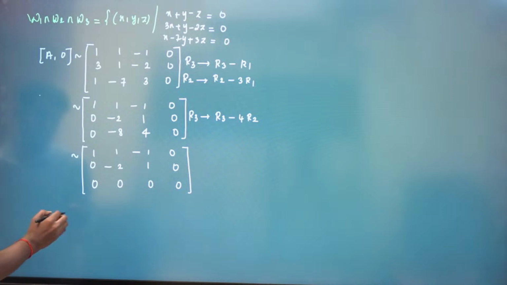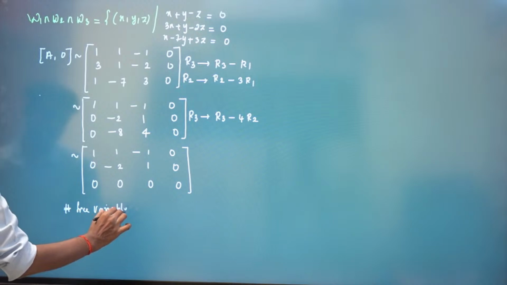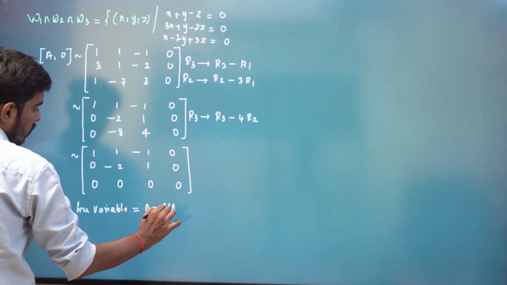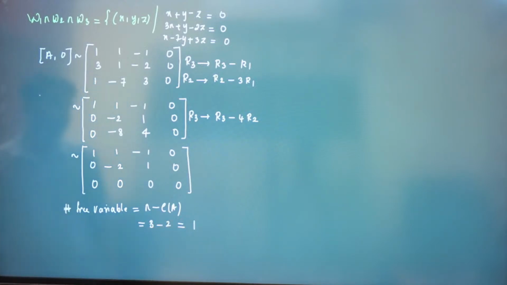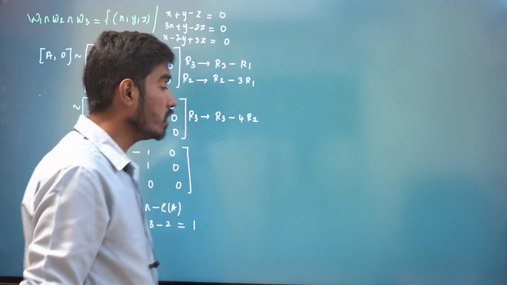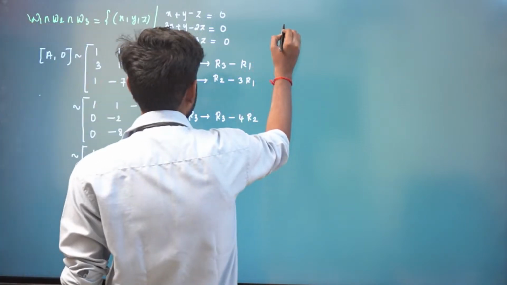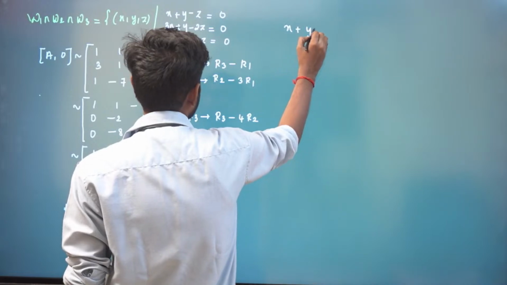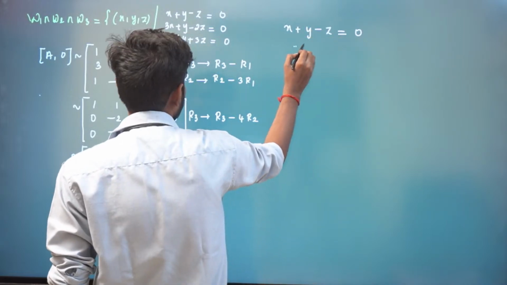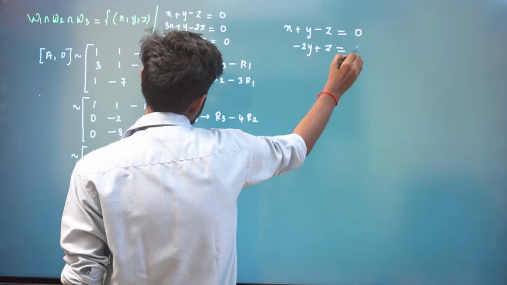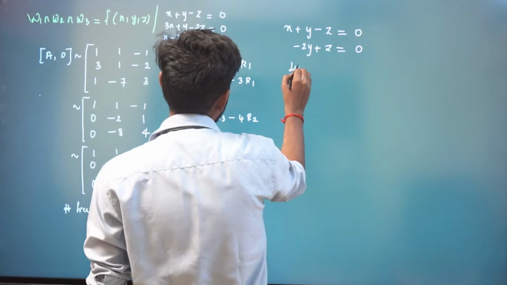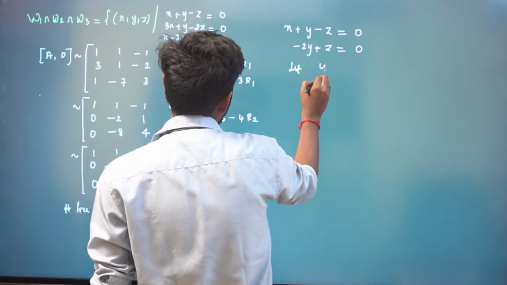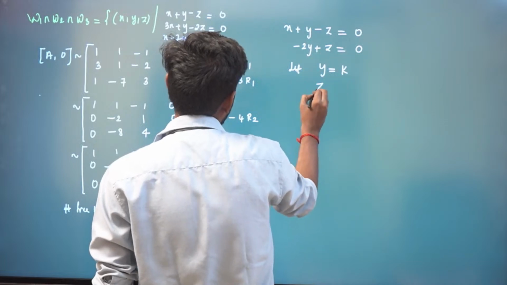You can see this is in row echelon form. The number of free variables is given by n minus rank of A. So n is 3 and the rank is 2, so we have one free variable. Let us assume z equal to k and solve x plus y minus z is equal to 0, and minus 2y plus z is equal to 0. So let us assume y to be some k, because it is easy for us to find the other variables.